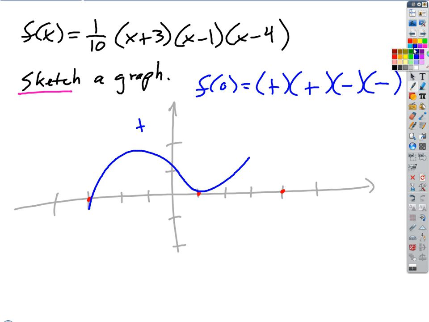We don't know. How are we gonna find out? Plug it in as one. Plug in a test point. Exactly. So what's our next test point gonna be? Let's do one. Choose 0.